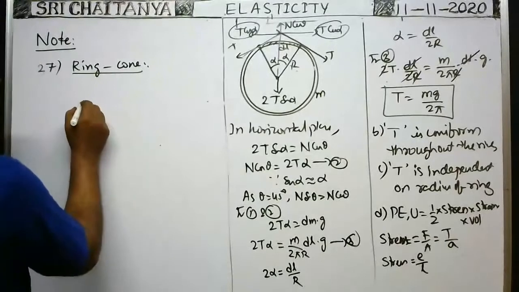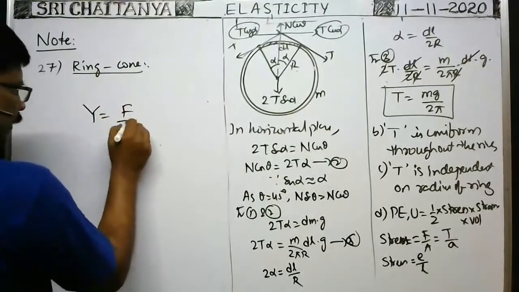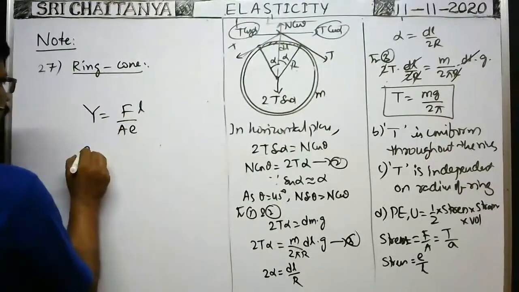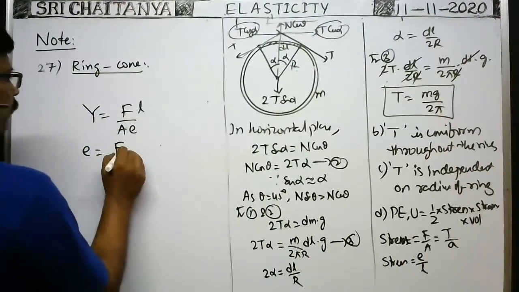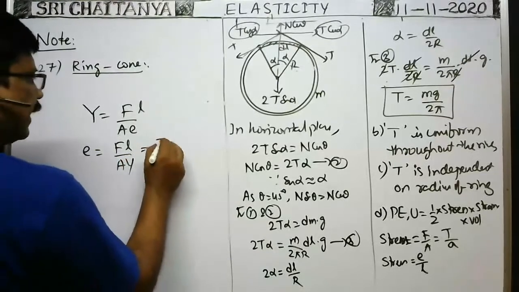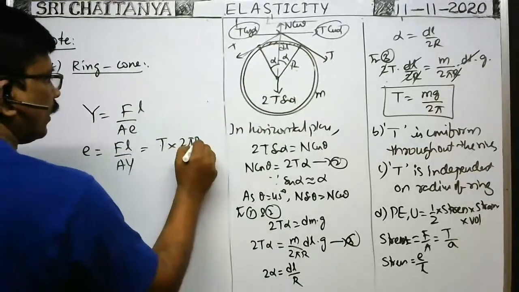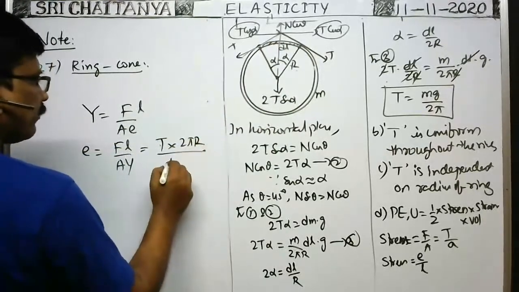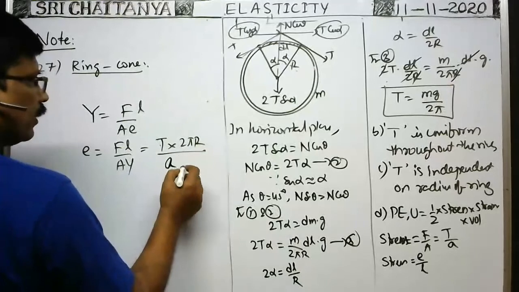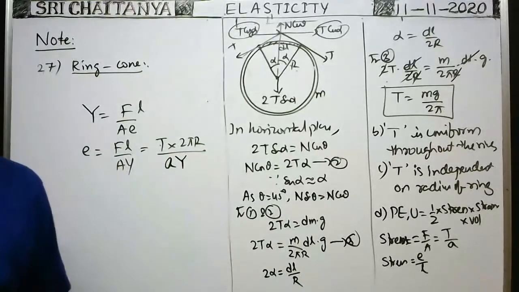If Young's modulus of the material of the ring is Y, it is equal to F by A by e by L. So the elongation of the ring is equal to FL by A into Y. F means tension in the ring, L means length of the ring, which is the original length 2 pi capital R, by the area of cross section of the ring, small a, into Young's modulus Y.